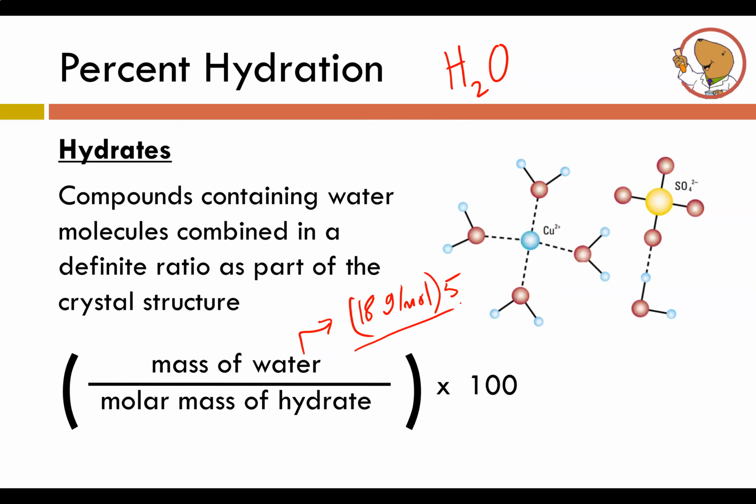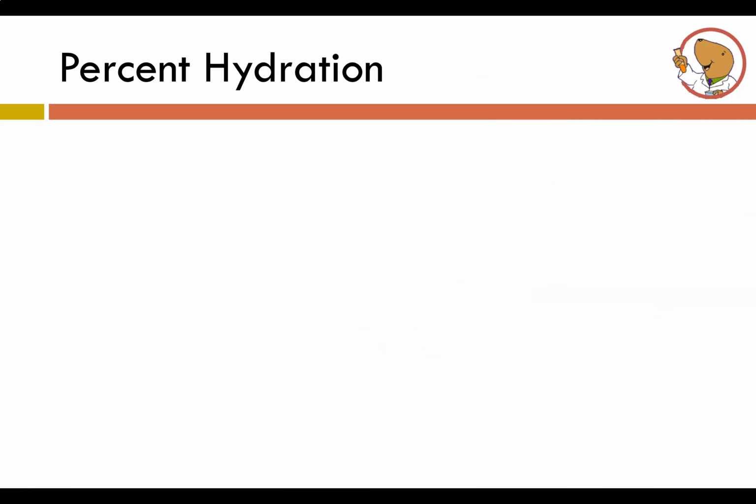When I go to find the molar mass of the hydrate, I've got to find copper plus sulfate, so 4 oxygens plus a sulfur, plus 5 H2O. So it's a little bit more involved, a little bit more calculations to find the molar mass of the hydrate, but that's how you do it. We'll look at a practice problem in just a minute. Hydrates are kind of fun to work with.